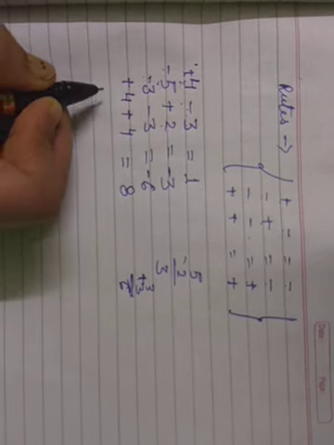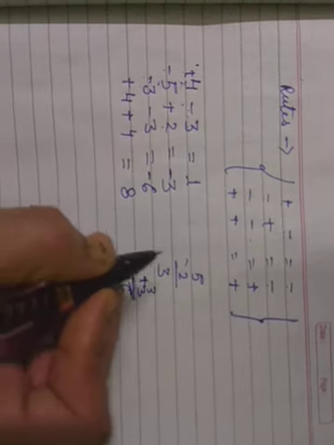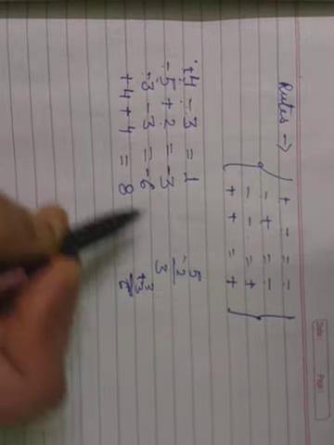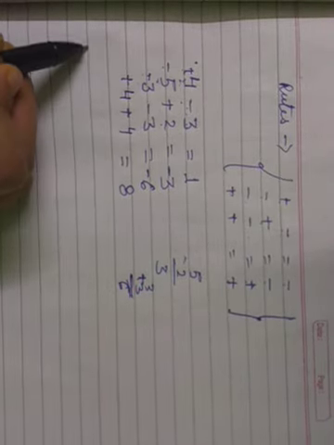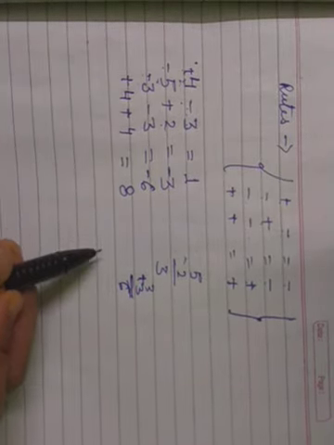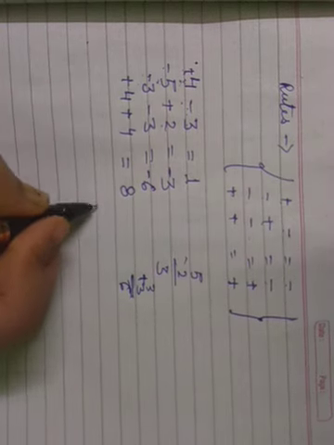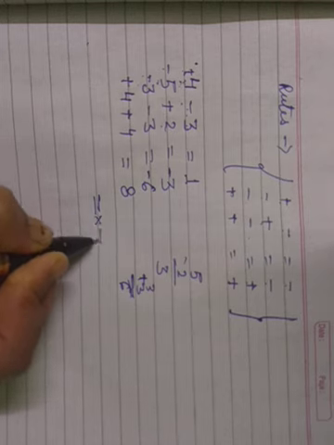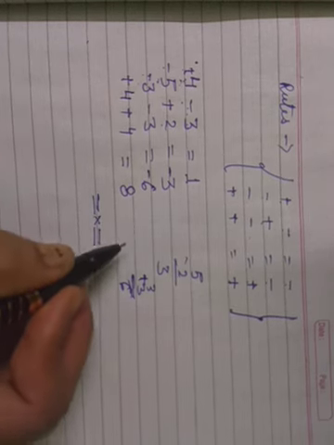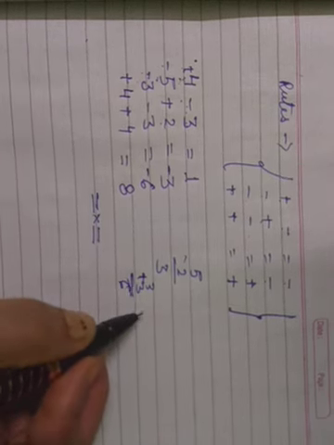So such types we can solve. If we know these rules, then we can solve any addition and subtraction between the integers with the help of these rules. Okay, so dear students, I hope you understood these additions and subtractions.